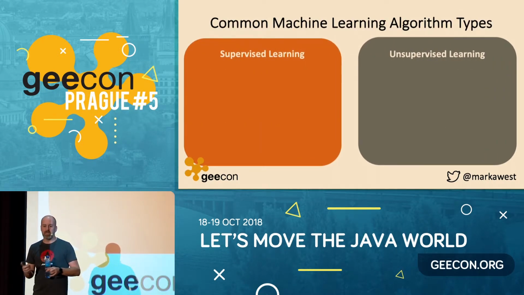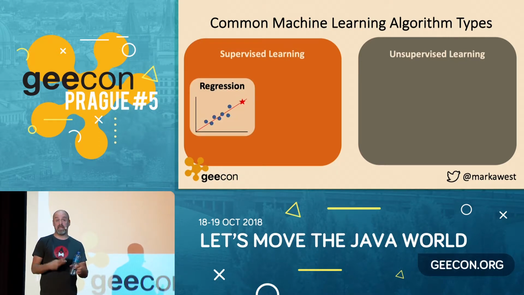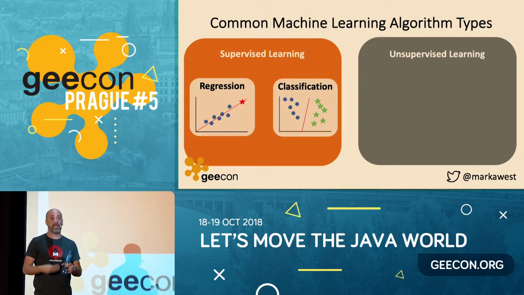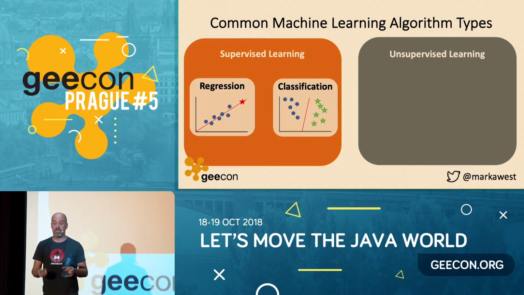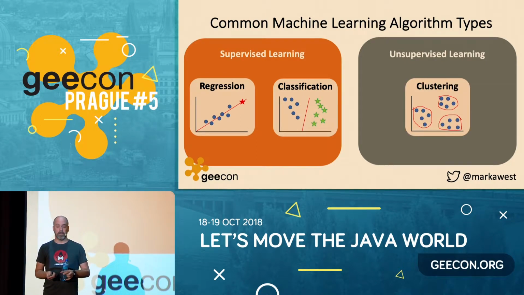So I'm going to talk about just supervised and unsupervised learning. And I'm going to talk about regression, which is about predicting continuous values. I'm going to talk about classification, which is predicting a class. And I'm going to also talk about clustering. I'm going to show you some examples of how to do these.